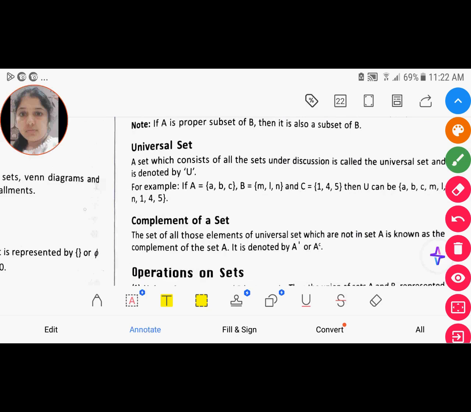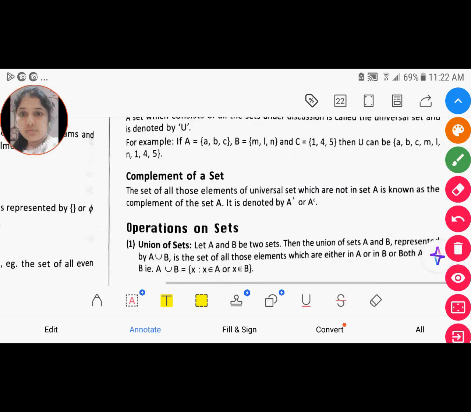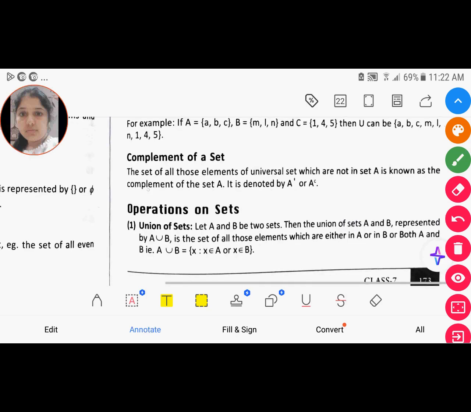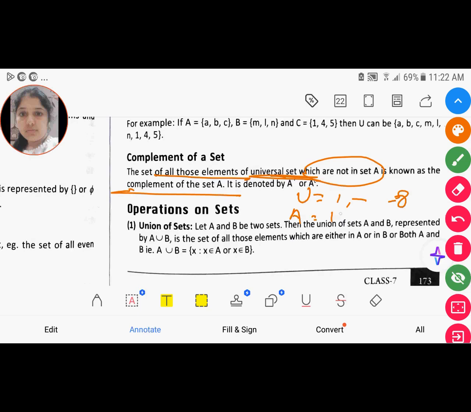Universal set has all the elements which are there in all sets, and is known as the universal set. The complement of a set is the set of all those elements of the universal set which are not in set A, known as the complement of set A. Means see, if the universal set has numbers 1 to 8 and set A has only 1 to 4, then the set possessing 5, 6, 7, 8 is known as the complement of A, denoted as A dash.